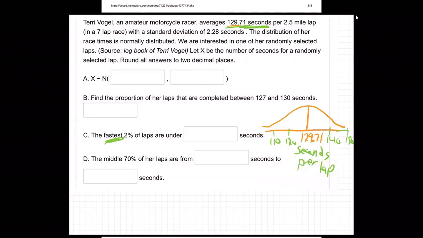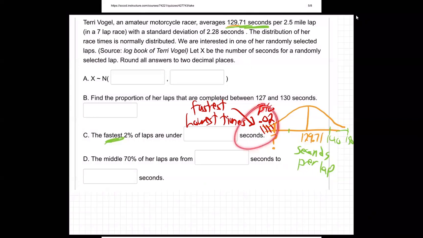Yeah, exactly. So in other words, we're talking about way down here, 2%, which as a decimal is 0.02, because that is fastest. Fastest meaning lowest times. If you're racing faster, you have a lower time on the track. I don't really know it's 110, I just put that there to show that smaller numbers are to the left, bigger numbers are to the right. So our whole job is to find out exactly what that number is. How fast does Terry Vogel have to race to finish the track so that she's in her fastest 2% section? That's what they're asking us.